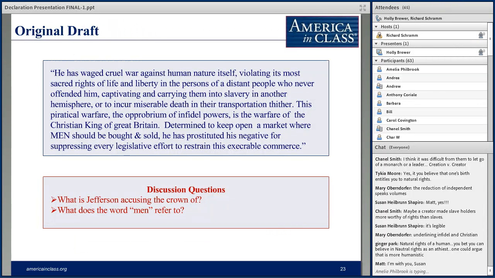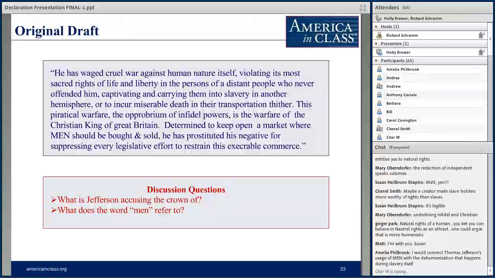So here's the text, though it's actually not the full text. We'll talk about the second part of it in just a minute. But this is the first two thirds of the deleted clause. And what I'd like to begin by asking is, what is Jefferson accusing the Crown of doing? Okay, well, why don't we put this on the table? Why don't I read it just to get it out there so that we all are familiar with it, and then we can answer our discussion questions.